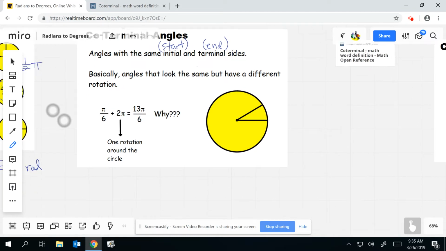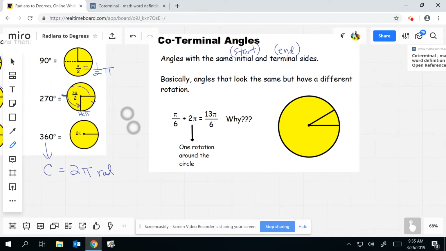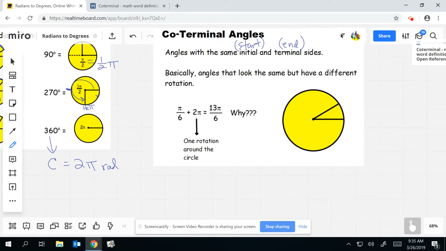Now let's look at this example down here near the bottom. They wanted you to find a coterminal angle for pi over 6. So they're saying that this angle right here is pi over 6 radians. And they want an angle that looks the same but goes one extra time around. So this is pi over 6 from here to here. They want one that goes around and goes to here. And that angle they're telling you is 13 pi over 6. How'd they get that?